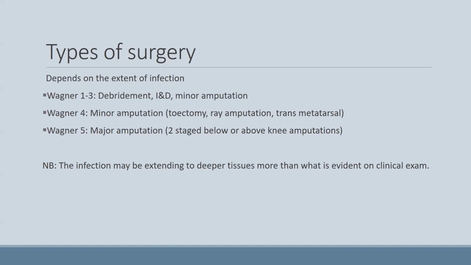And then Wagner 4, this is a patient who has localized gangrene. So depending on the areas that are involved, the patient may benefit from a toectomy or a ray amputation or even a forefoot amputation, transmetatarsal. Wagner 5, so this is the patient now who has severe diabetic foot sepsis, who needs a major amputation either below or above knee, and preferably this should be a staged amputation, meaning that you would do a guillotine amputation just to ablate the sepsis, continue antibiotics and resuscitation, and when the patient is now well resuscitated and the level of infection is well demarcated, then the amputation can be formalized.